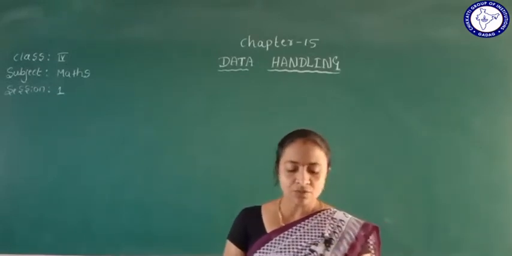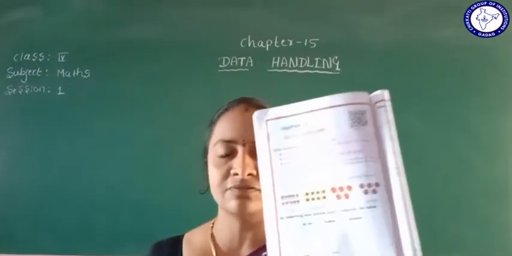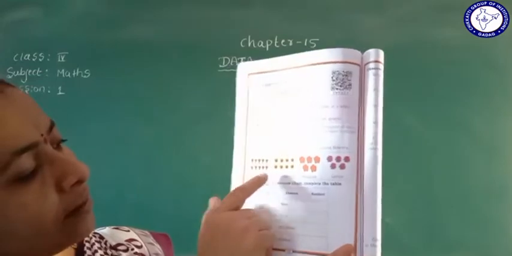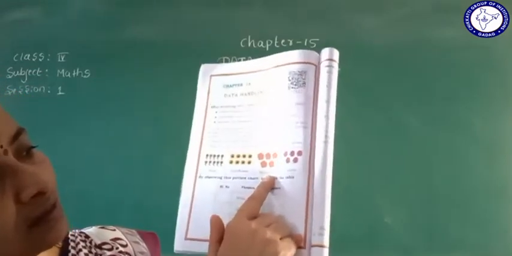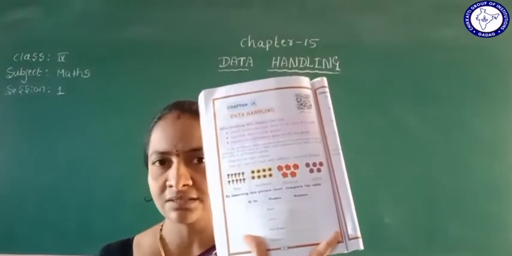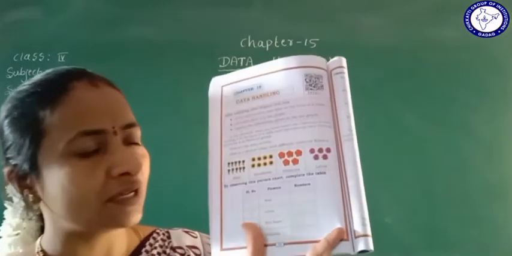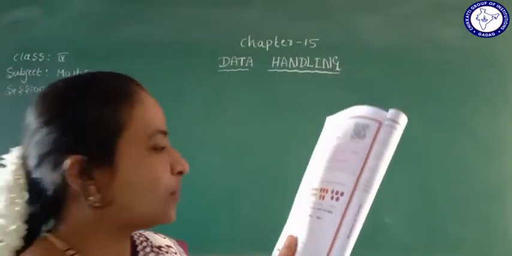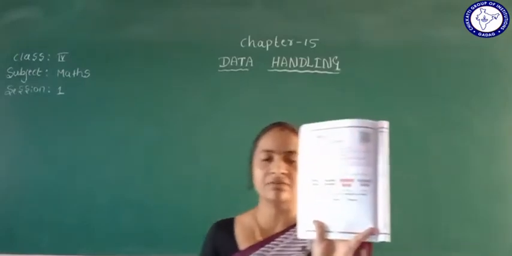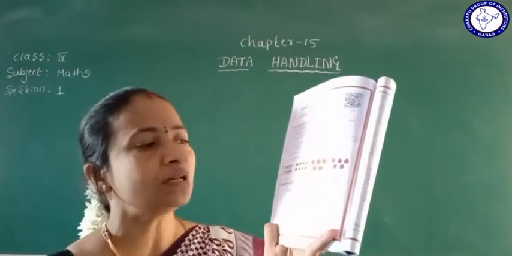Okay. So here are some pictures of different colored flowers. See here, different colored roses, then sunflower, hibiscus and lotus. Are you observing this? So by observing this picture chart, complete the table. Observing this picture chart, here is a table given.